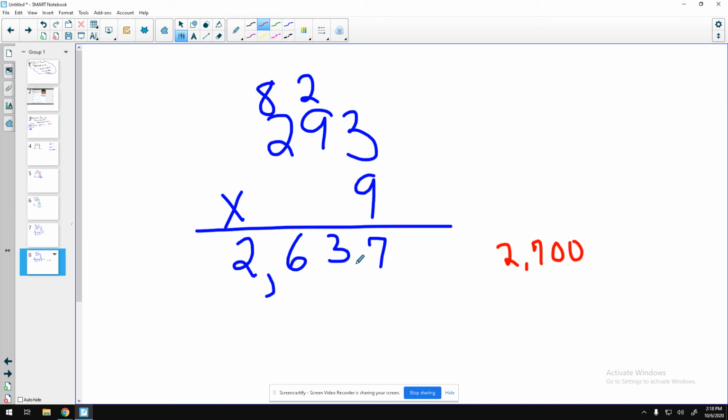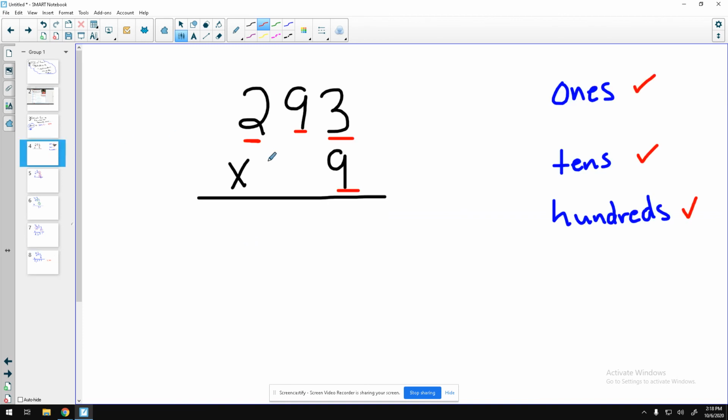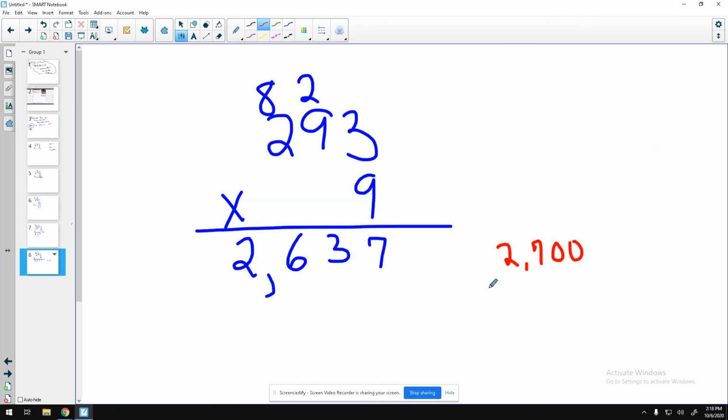So guess what? We have figured out how to multiply by one-digit numbers. What we're going to do is we're going to go by the ones place, the tens place, and the hundreds place. And after we do that, we have our answer.